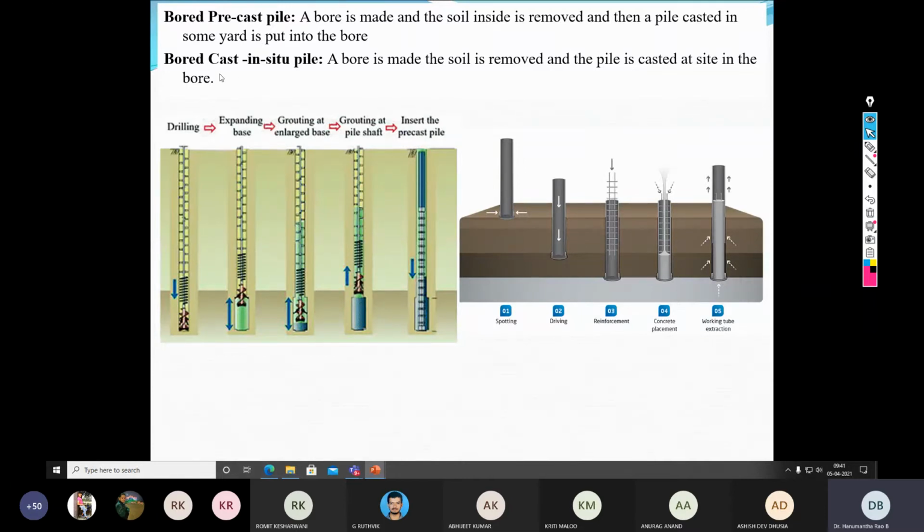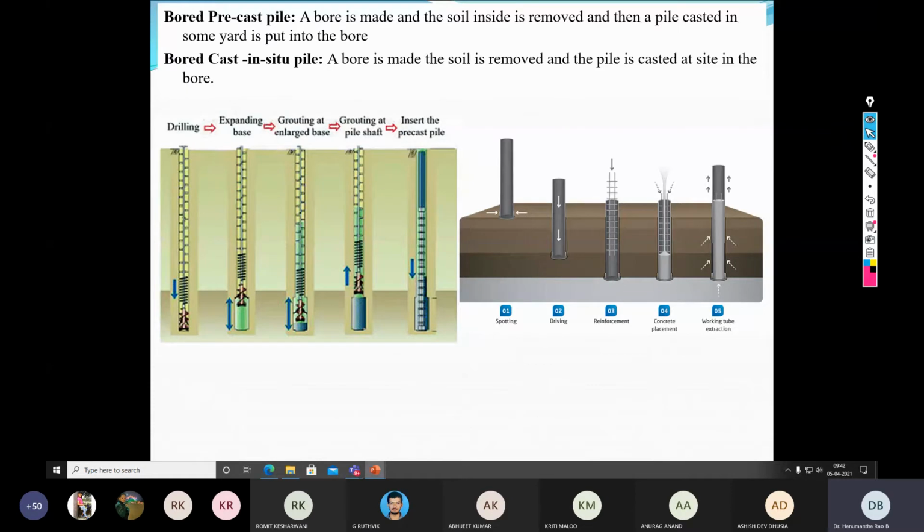And another variety is bored cast in situ pile. So here you first make a borehole, the soil is removed, and the pile is cast at the site. So here there is no casing. In case of the bored cast in situ pile, no casing. The borehole is made and the pile is cast from the bottom to the top. So these are the four important terminologies everyone must remember. If you have any question, please ask me now.